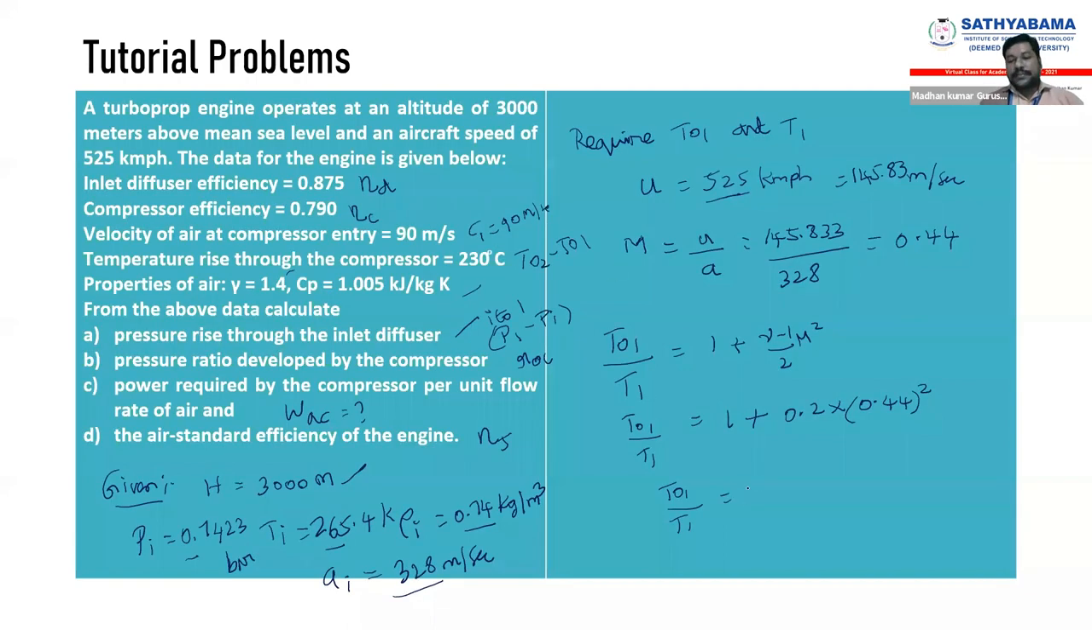So it is 1.038. Right? Now you have to find what? T01 value and then T1 value, right? So how are you going to find T1 value? Right? Now you have to find the value of T1 now. How? Okay, you can respond to me in the chat box.